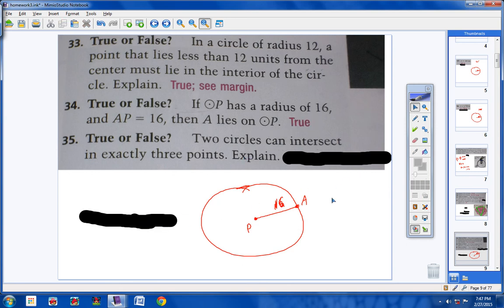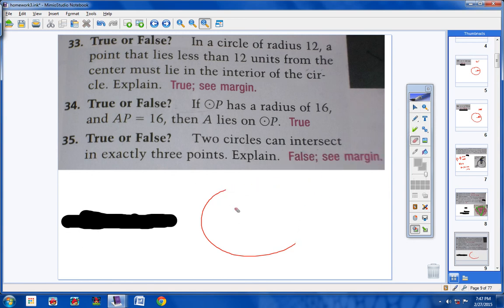Number 35. Two circles can intersect in exactly three places. False. There's no way. Look, two circles can intersect in two places. That's possible. Two circles can intersect in one place. We call them tangent circles. That can happen. However, there's no way you can get three. Now, two circles can intersect infinitely. Two circles can coincide and lie right on top of each other.